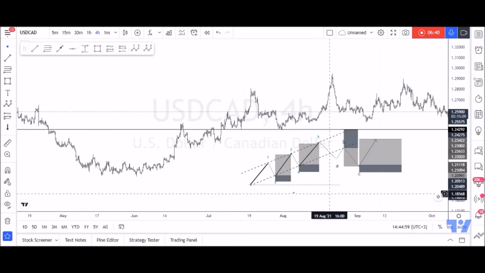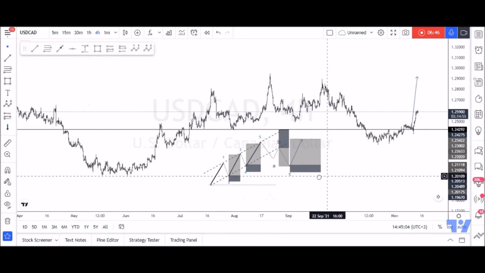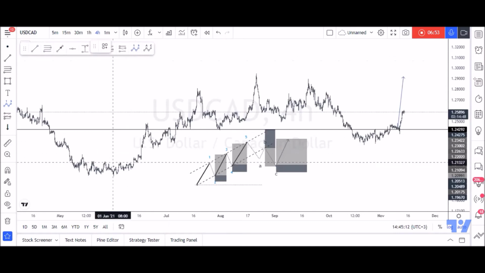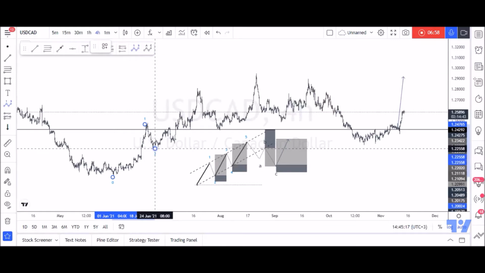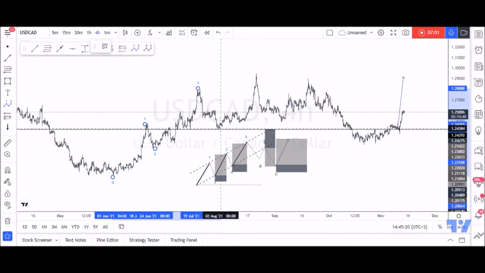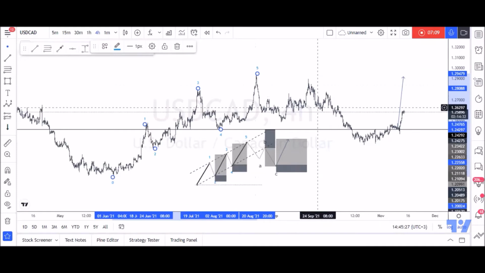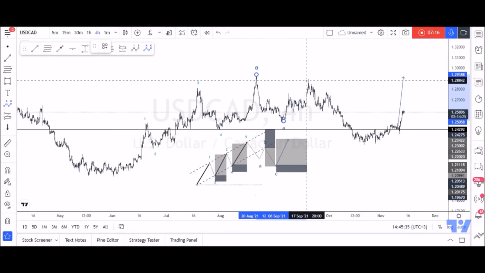So let me adjust these charts. With that idea, we are going to trade the USD CAD for our time frame. From the beginning, we'll plot the waves that we have already seen, and this is 0, 1, 2, 3, 4, 5. So that is the complete first trend, and we are going to plot the correction.